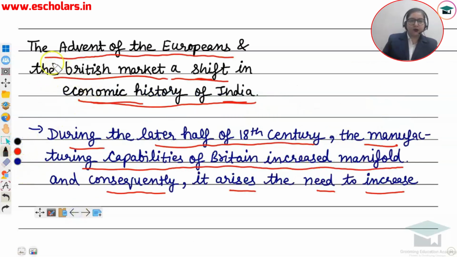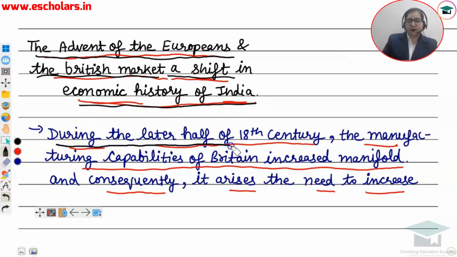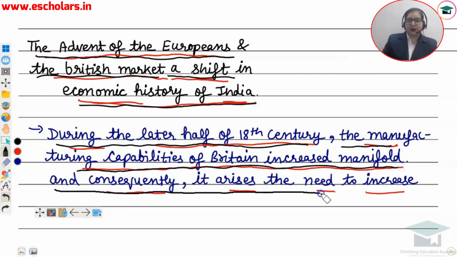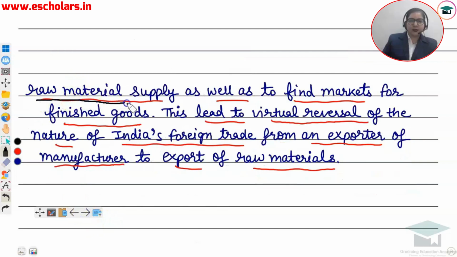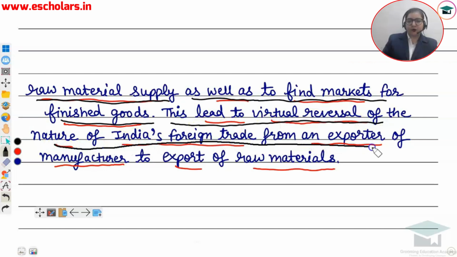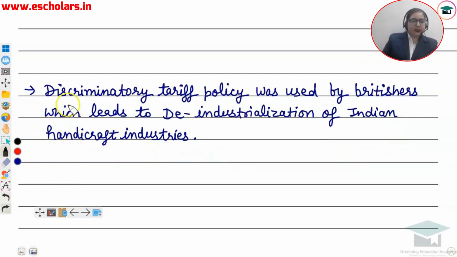So let's recall it till now. The advent of the Europeans and the British market, a shift in economic history of India. During the later half of 18th century, the manufacturing capabilities of Britain increased manifold, and consequently it arose the need to increase raw material supply as well as to find markets for finished goods. This led to virtual reversal of the nature of Indian foreign trade from an exporter of manufactured goods to export of raw materials. Next students, the Britishers followed the discriminatory tariff policy.